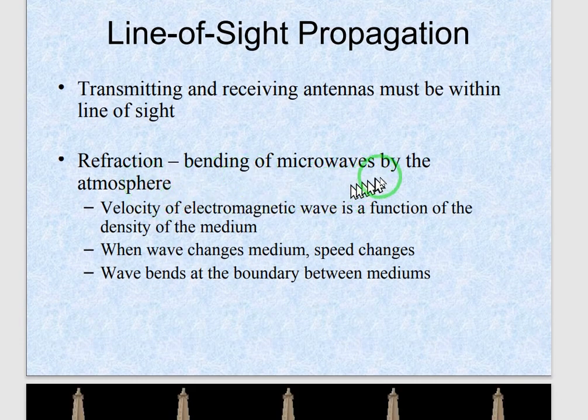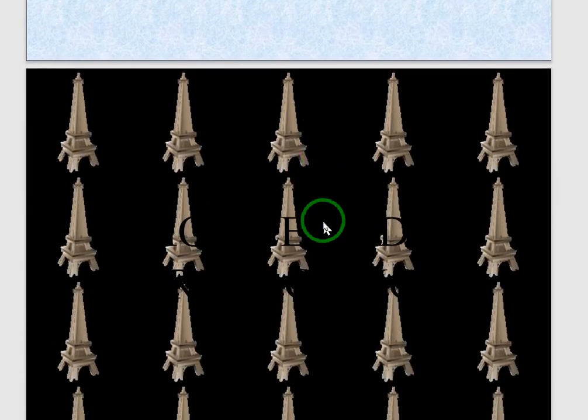Refraction is the bending of microwaves by the atmosphere. The velocity of an electromagnetic wave is a function of the density of the medium. When the wave changes medium, its speed changes. That is the refraction law. The wave bends at the boundary between mediums. That is also the refraction law. So basically, these are the features of line of sight propagation.